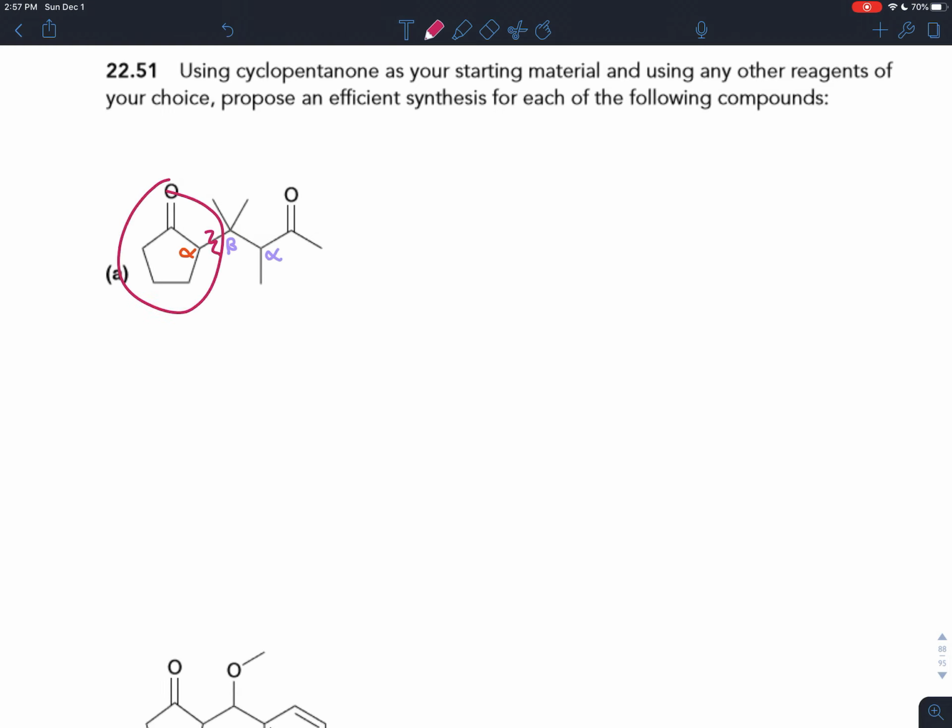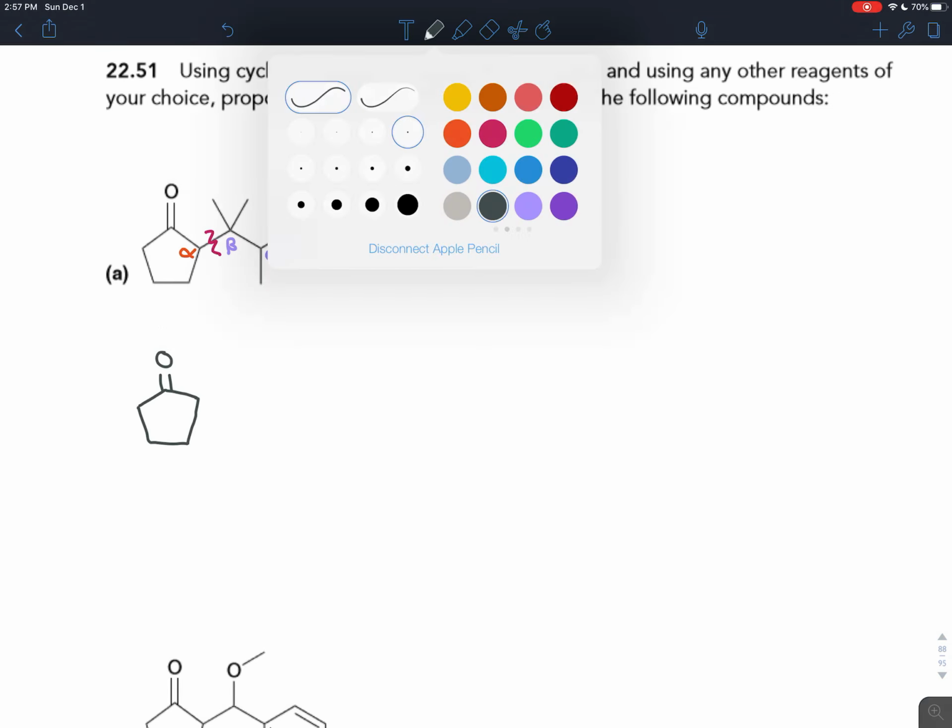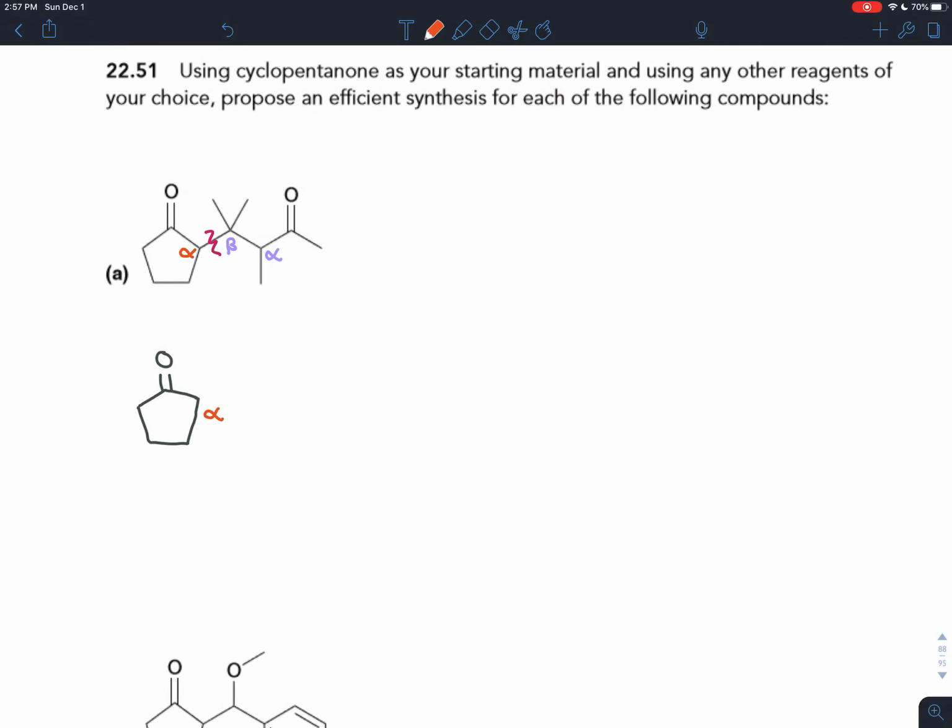And I'm using this as the alpha carbon, where theoretically you could use both, because in the problem they say using cyclopentanone as your starting material. So if you draw that left part, you'll notice that that is cyclopentanone. And there is no alpha-beta unsaturation here. So this is going to have the alpha carbon acting as our nucleophile. So that's that molecule on the left.